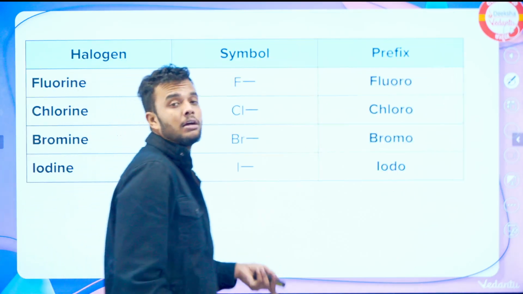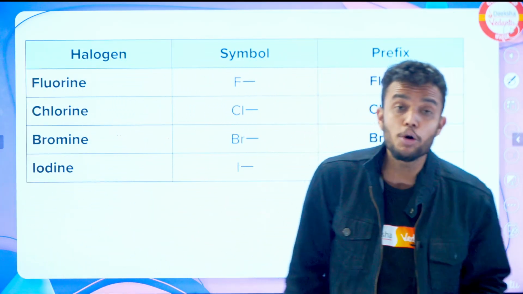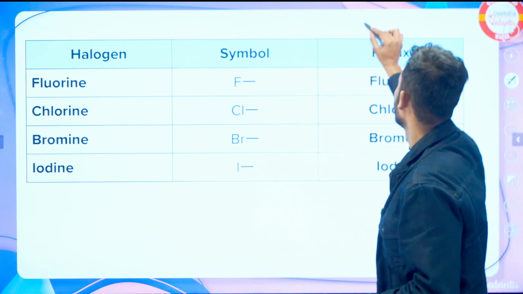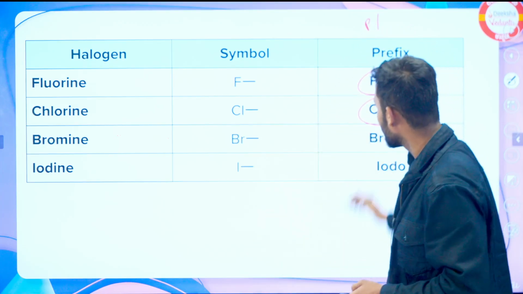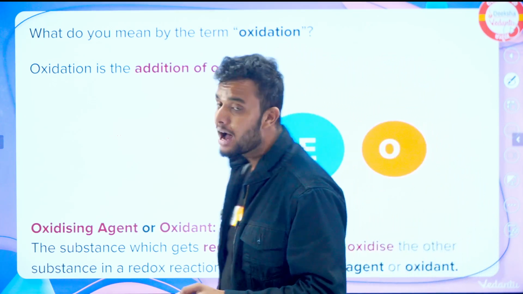This is for the halogen group. The halogen group we mention in the prefix term, not in the suffix term. Please concentrate on the prefix. We need to mention it like fluoro, chloro, this thing. Next, moving on to the chemical properties.